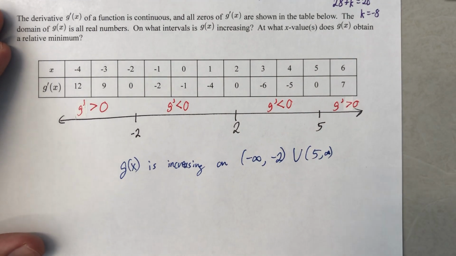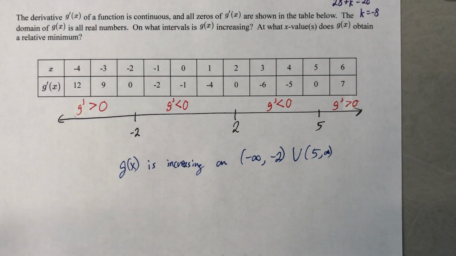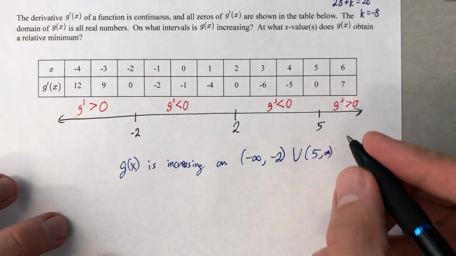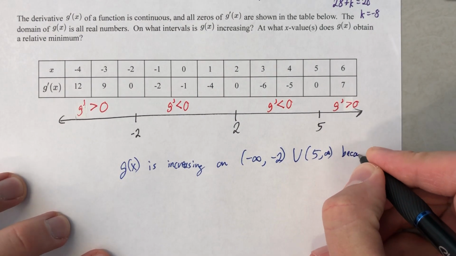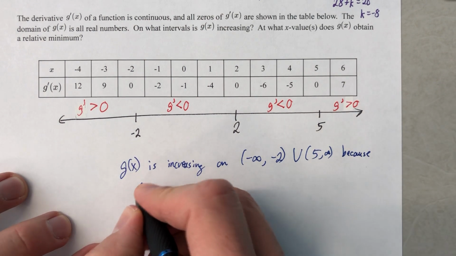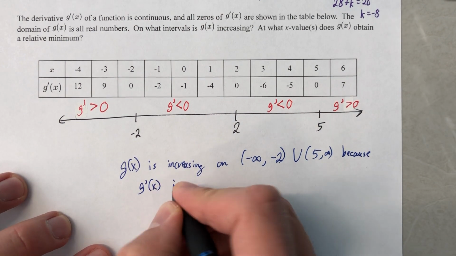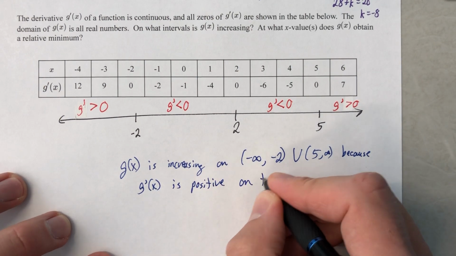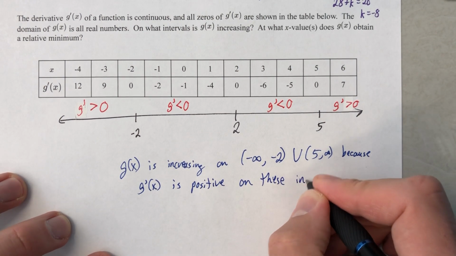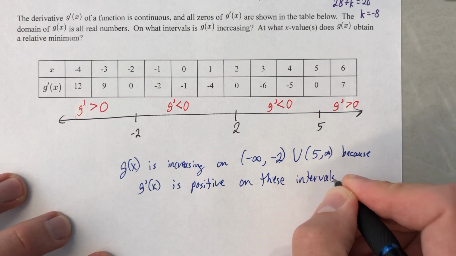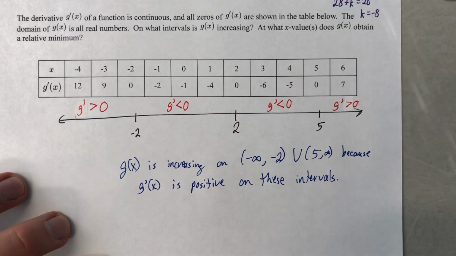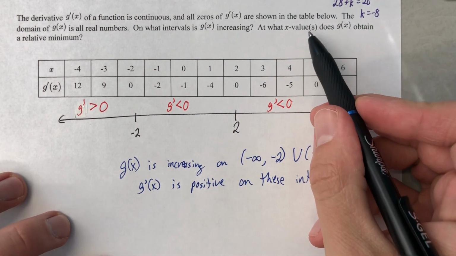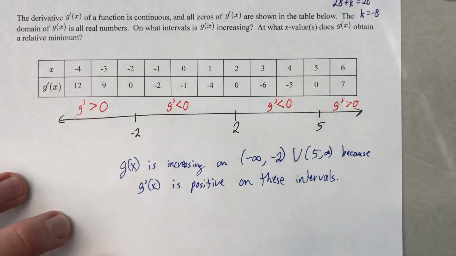I'm going to be really specific because I want to train you to write things and articulate your thinking. How do you know this is where g is increasing? Because g prime is positive on these intervals. They didn't ask you to explain your thinking, but it's a good idea to do so if you have the time, and we have time.